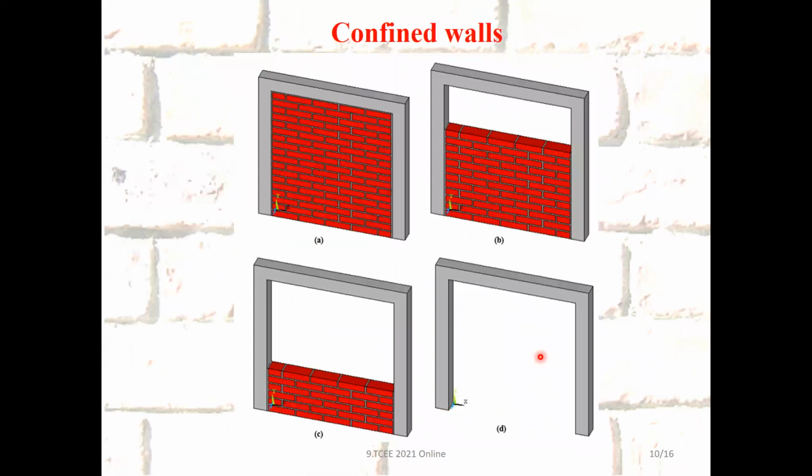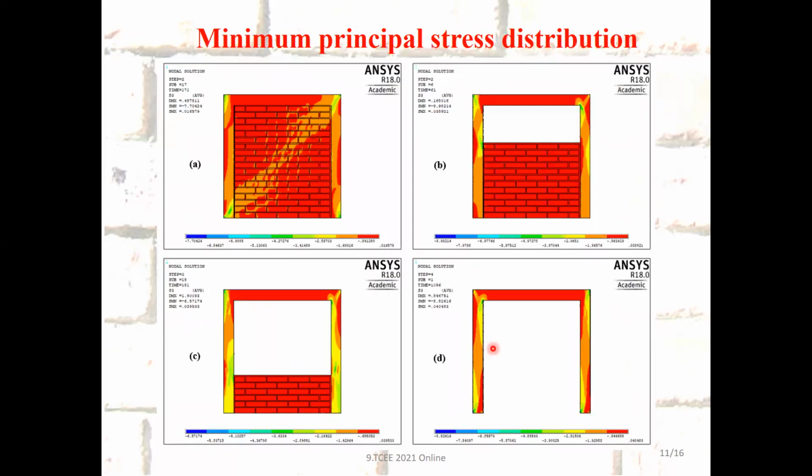Here, A is a confined wall with full infill, B and C are the 2/3 and 1/3 confined masonry walls, and at D you can see the empty frame. The minimum principal stress is a really significant factor to understand the structural behavior of the walls. The minimum principal stress distributions on the wall are shown here.